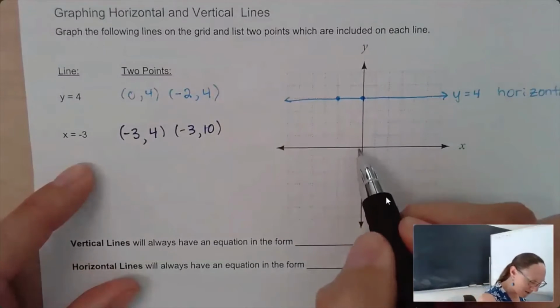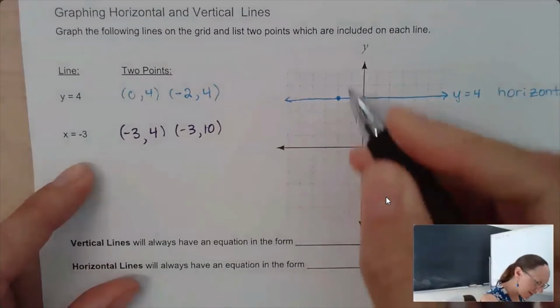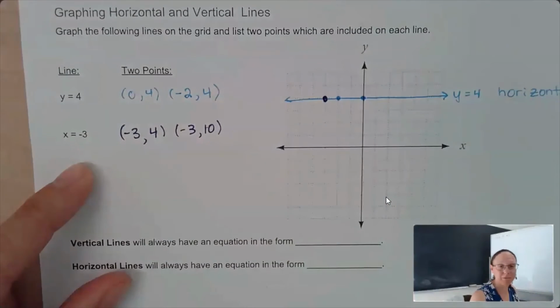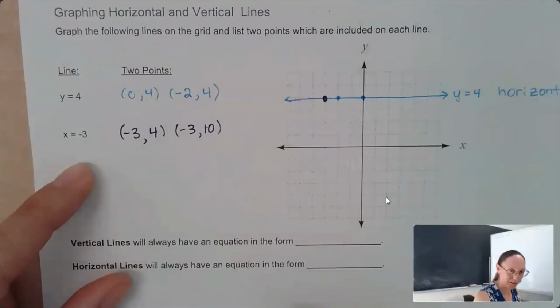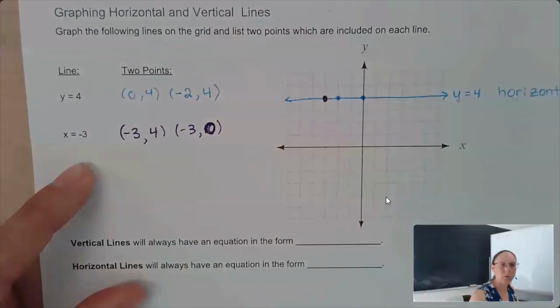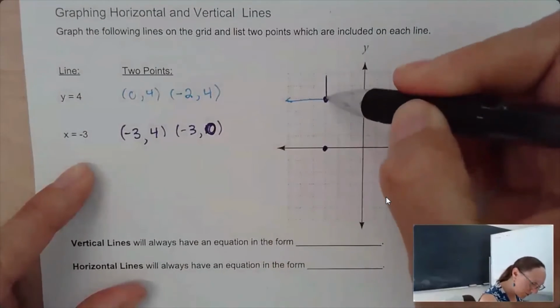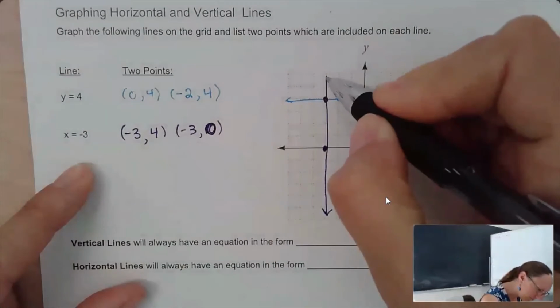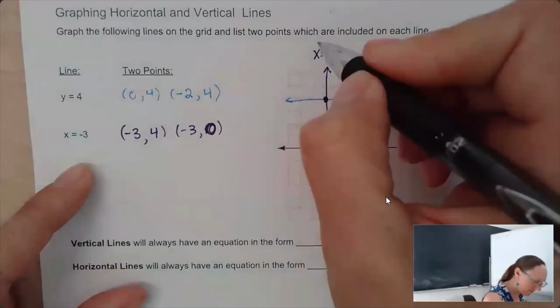So if I'm plotting those, x equals -3 says 3 to the left. That says up 4. Okay, 10 is way off my graph, so let me pick something that would actually be on my grid. How about the 10 becomes a 0? There we go, -3, 0. There's another point. So when I sketch x equals -3, this is a vertical line.